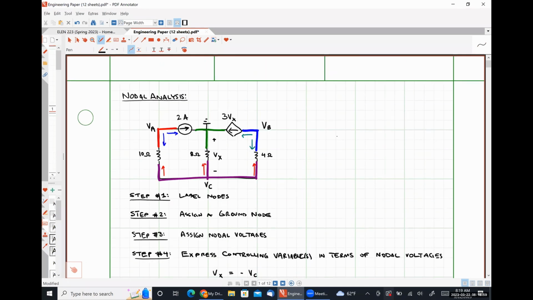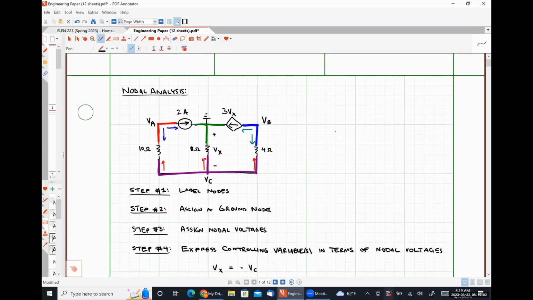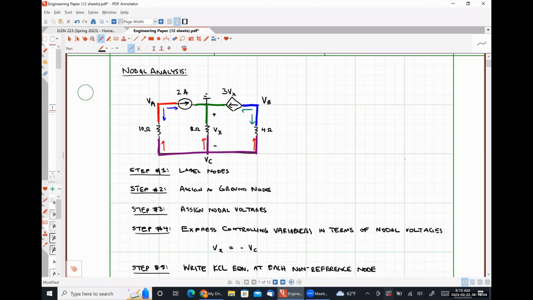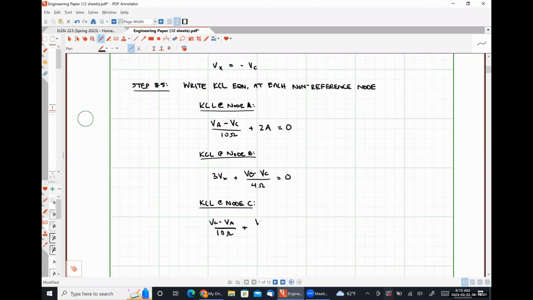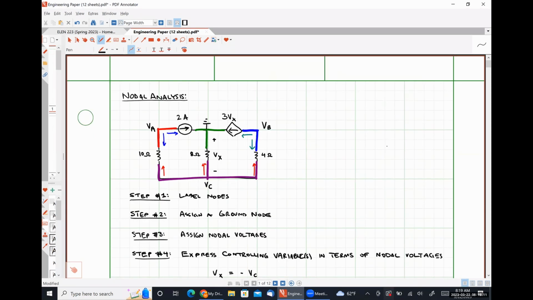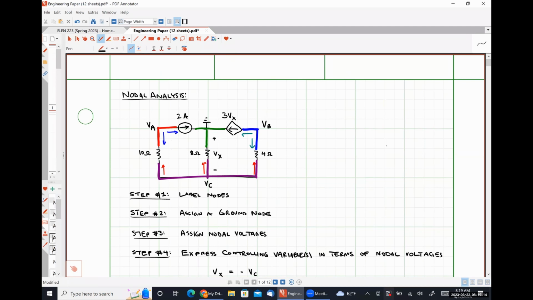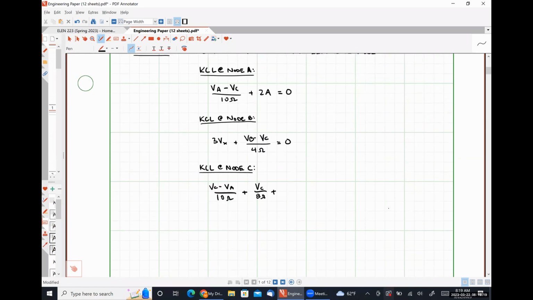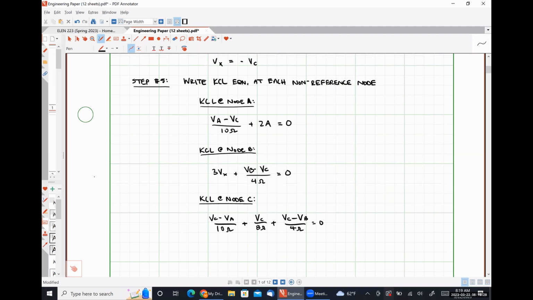The current flowing up through the 8 ohm resistor is VC over 8 ohms. And finally, the current flowing up through the 4 ohm resistor is VC minus VB over 4 ohms. And so now we have written 4 equations and we have exactly 4 unknowns: our 3 nodal voltages as well as the voltage Vx.